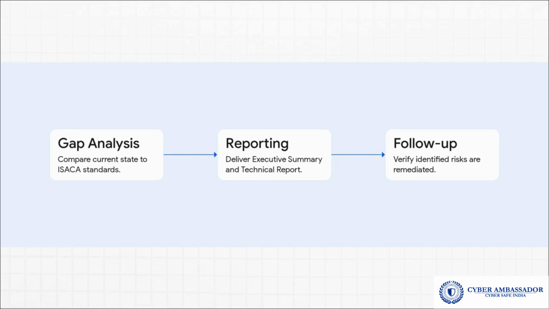Once the testing is done, Step 5 is the gap analysis. That's where your current state is compared directly against those global standards and your own internal policies. Step 6 brings it all together with comprehensive reporting. You get an executive summary and a technical report with clear, undeniable findings. But crucially, and this is a game changer, it doesn't just end with a report sitting on a desk. Step 7 is post-audit follow-up. The auditors actually work with your team to verify that the identified risks have been remediated. They take all that raw data and ensure your foundation is genuinely hardened.